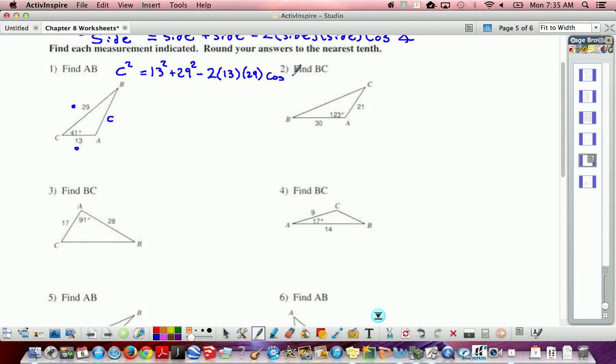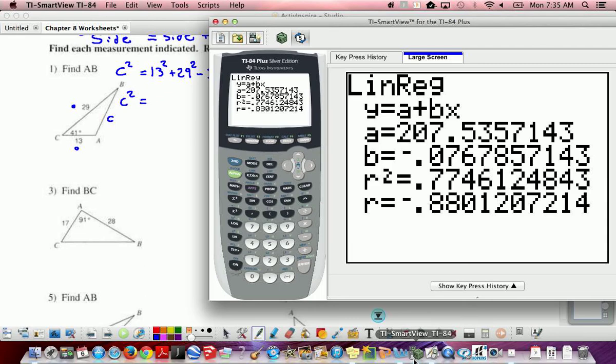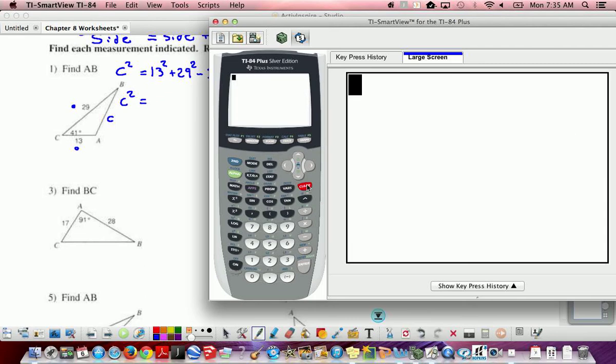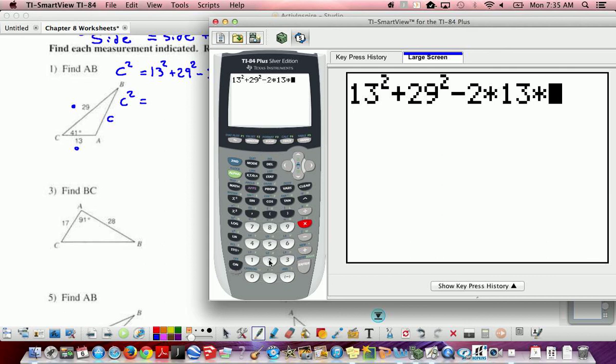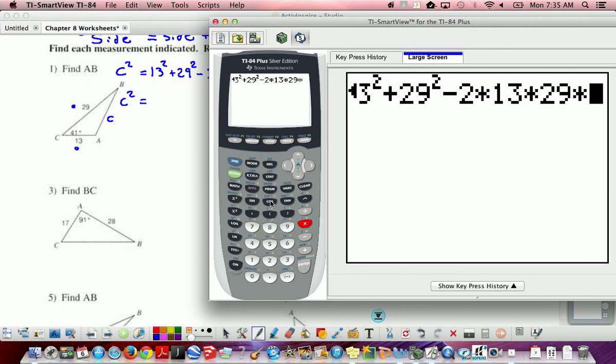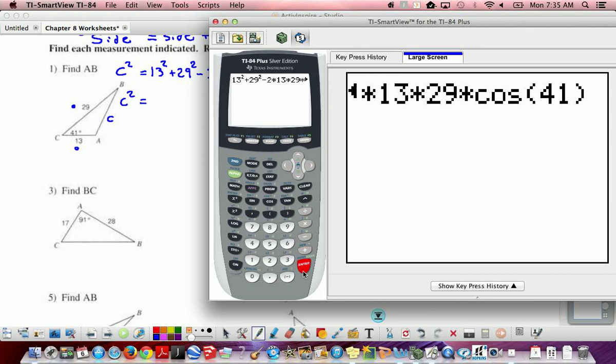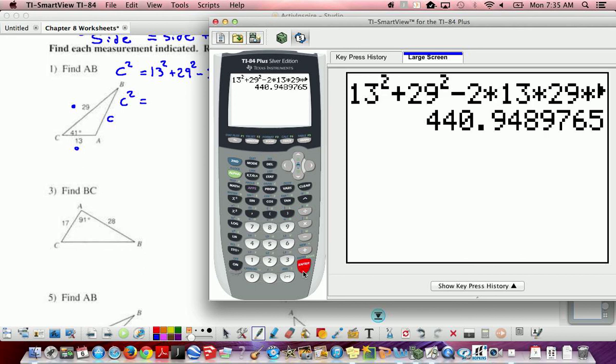which is 41 degrees. So now what's really nice is our technology helps us a ton. So what I can do is in my calculator, I got some stuff from earlier chapters in there. So we go 13 squared. You can go ahead and just type this right into your calculator. So 13 squared plus 29 squared minus 2 times 13 times 29 times cosine of 41 degrees. Now remember, when you hit enter on this, this is what the square of it is equal, the side squared.